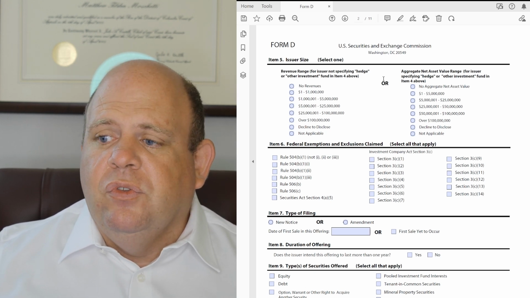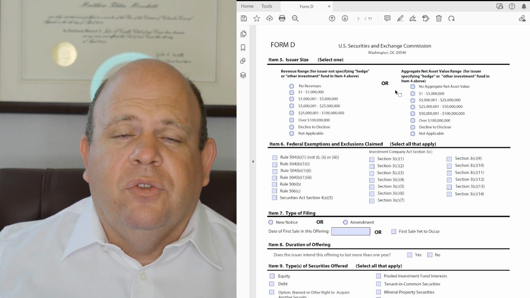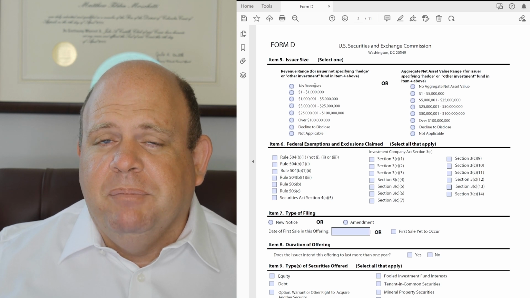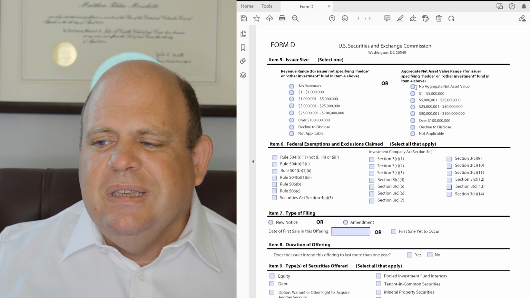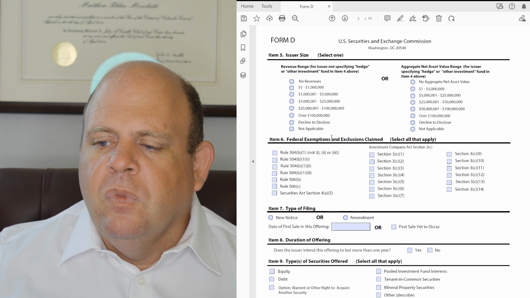Sometimes there's no revenues at all, and sometimes there's no aggregate value, or sometimes both. So sometimes, depending on my particular client, I'll choose either no revenues or decline to disclose.